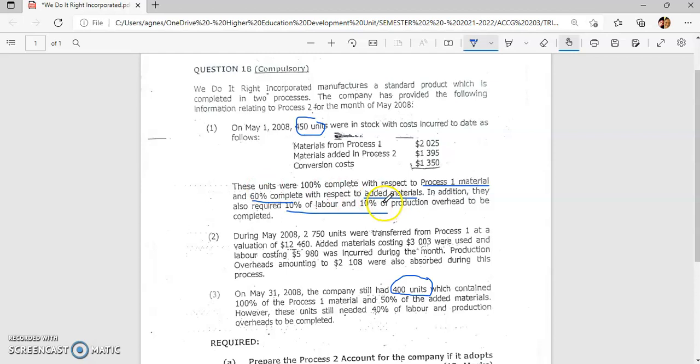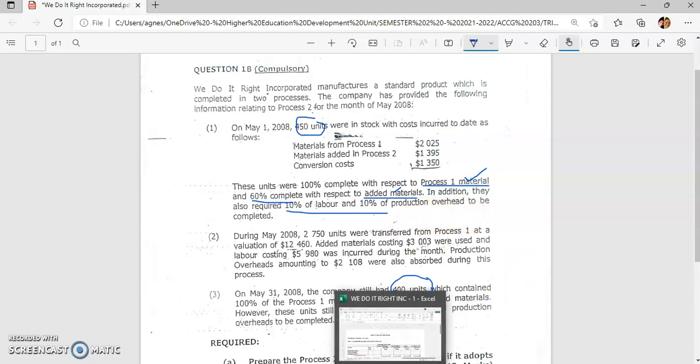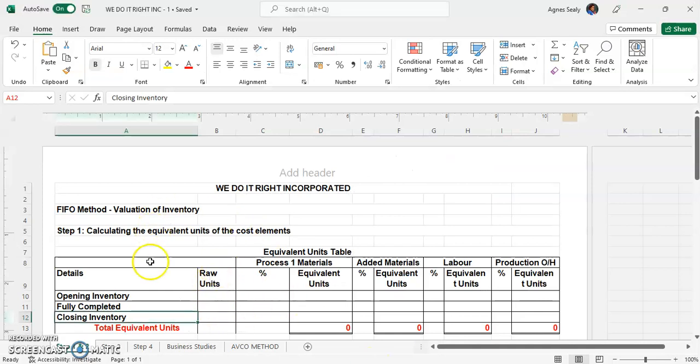So we are now going to be using the equivalent units table in order to calculate our equivalent units for each cost element. Remember, our cost elements in this question will be process 1 material, added material, labor, and production overhead. So we have to calculate the equivalent units for opening inventory, fully completed units, and closing inventory. So we're going to have here our raw units.